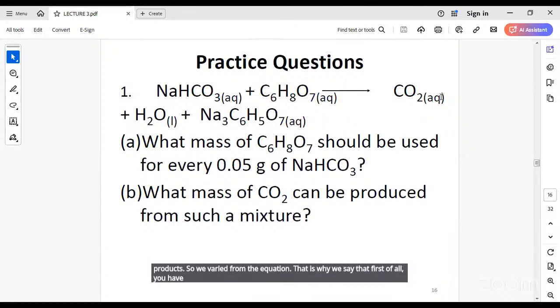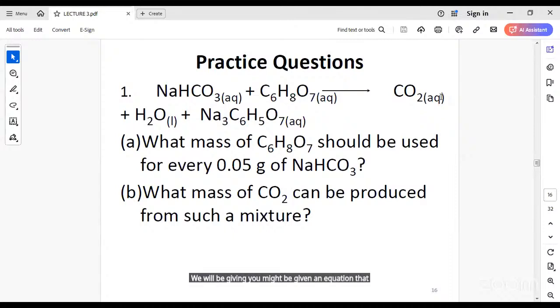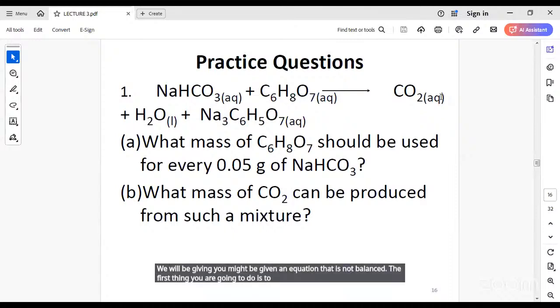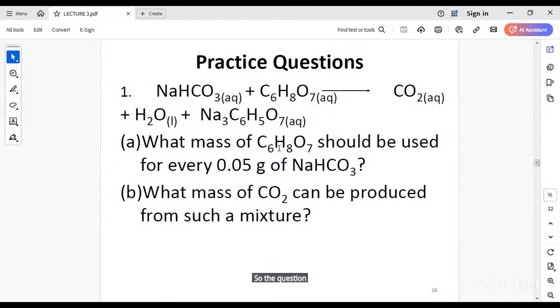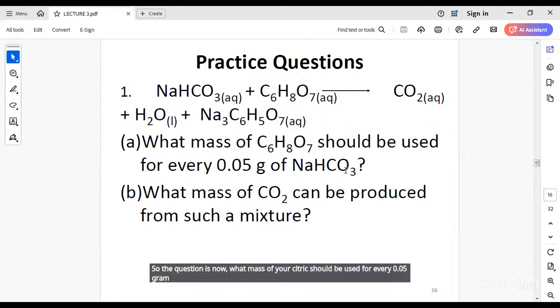So we've already seen from the equation, that is why we say that, first of all, you have to balance your equation. You might be given an equation that is not balanced. The first thing you are going to do is to balance your equation. And that is why that was the first thing we did, how to balance your equation. Now, if you look at this equation, your equation is already balanced. So the question is now, what mass of your citric acid should be used for every 0.05 gram of your sodium carbonate? And again, what mass of CO2 can be produced from such a reaction?